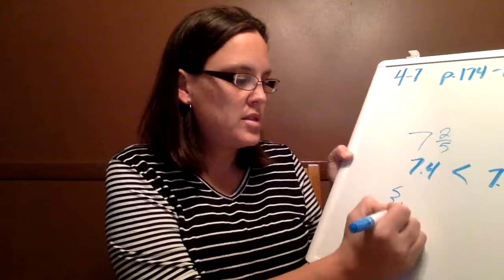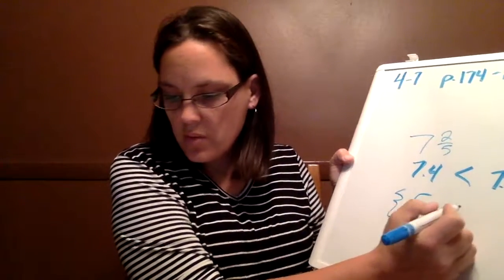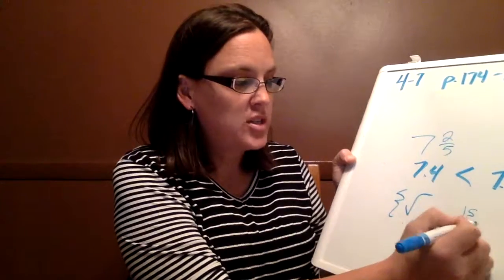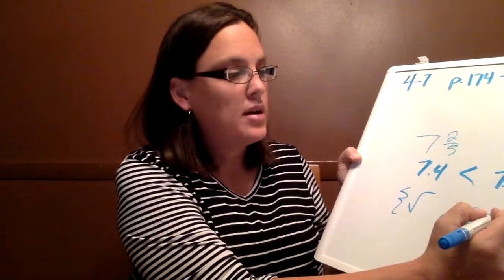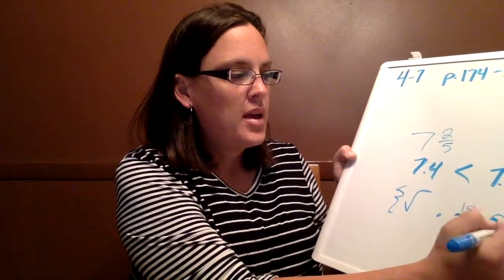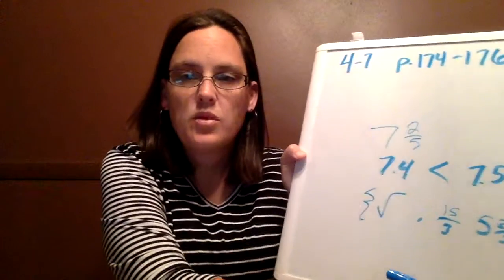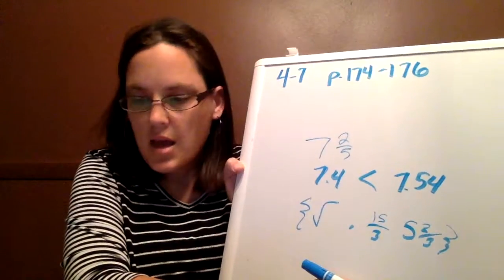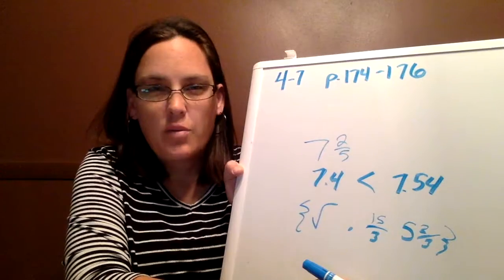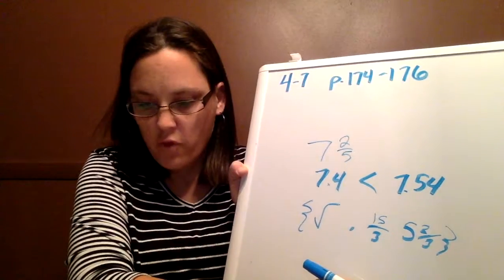For question number 3, it says to order the set of numbers from least to greatest. Again, we have some square roots in that little set of numbers. We have some decimals, and we have some improper fractions, and we have some mixed numbers. When you're comparing numbers, sometimes you can do those mentally, but oftentimes it's just going to help you if you have them all in the same format.